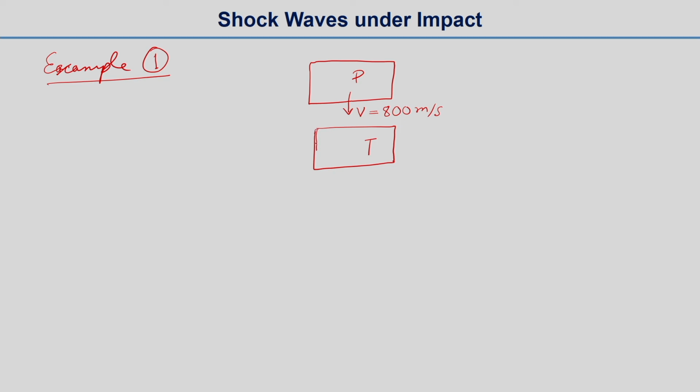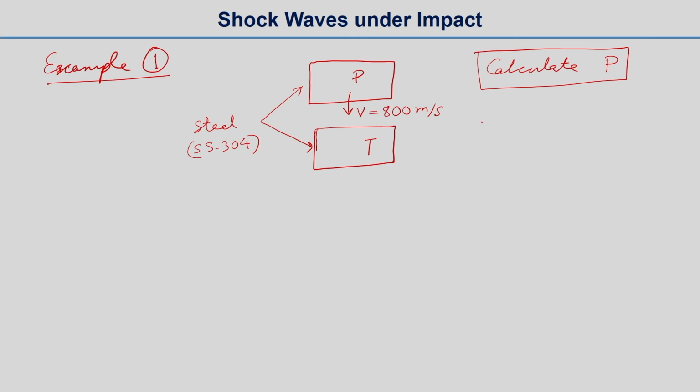AK-47 bullet. Now let us assume that we have the same material in both the projectile and the target, steel, for example SS304, a special kind of steel. Here in this problem we need to calculate the pressure P generated by this impact.